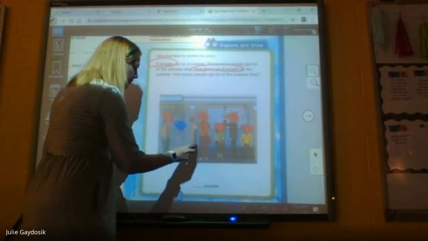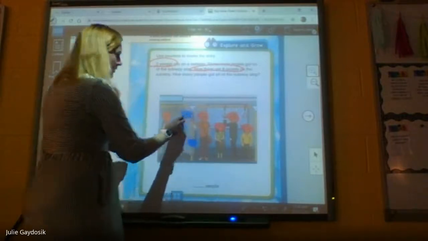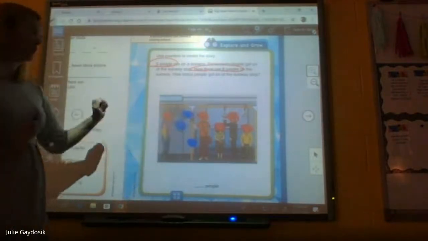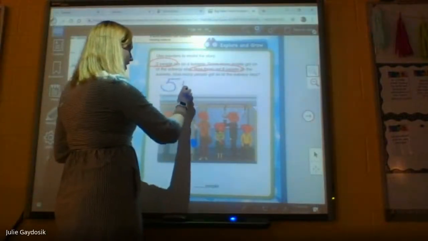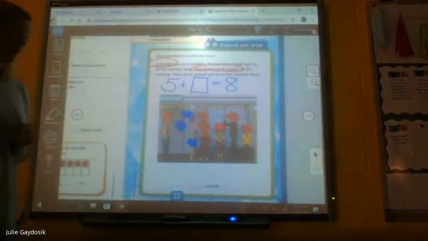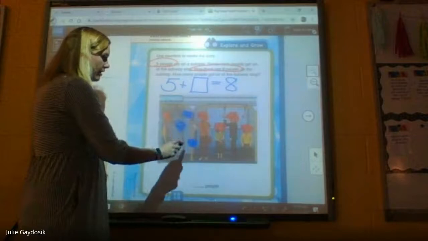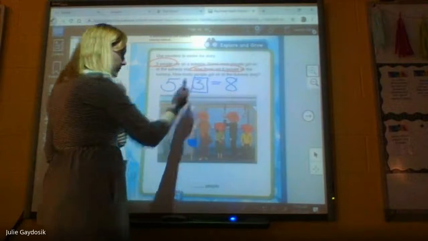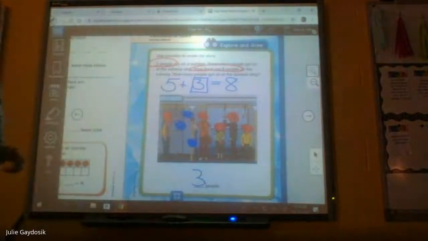6, 7, 8. So I see that I added 3 blue circles when I counted on. So I did 5 plus unknown equals 8. Well, I saw that I added 3 different colored circles to represent the people that got on the subway stop. So I saw that 3 more people got on to the subway stop.